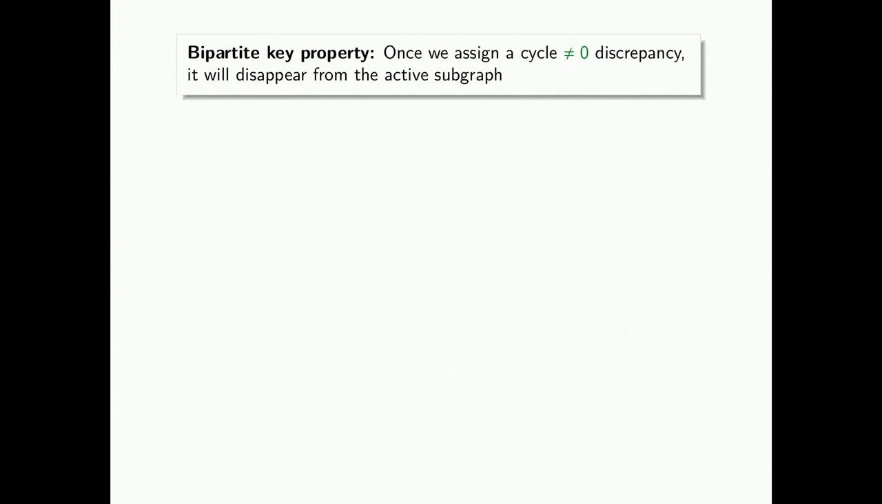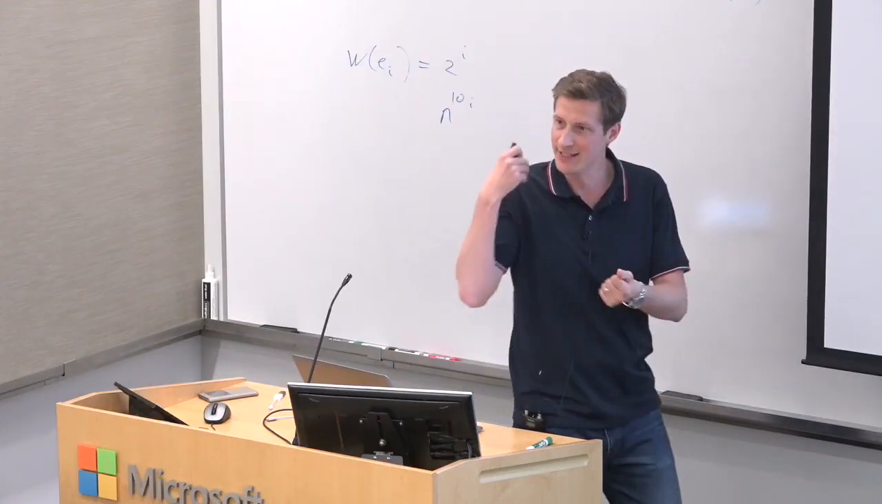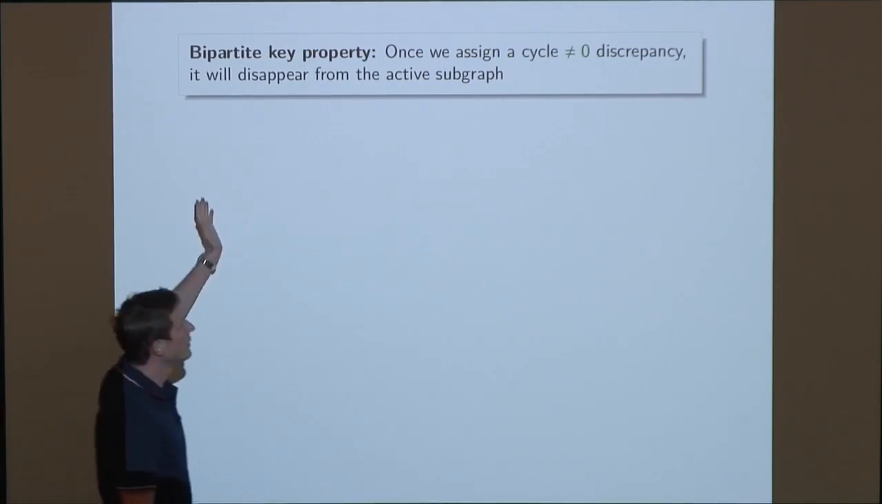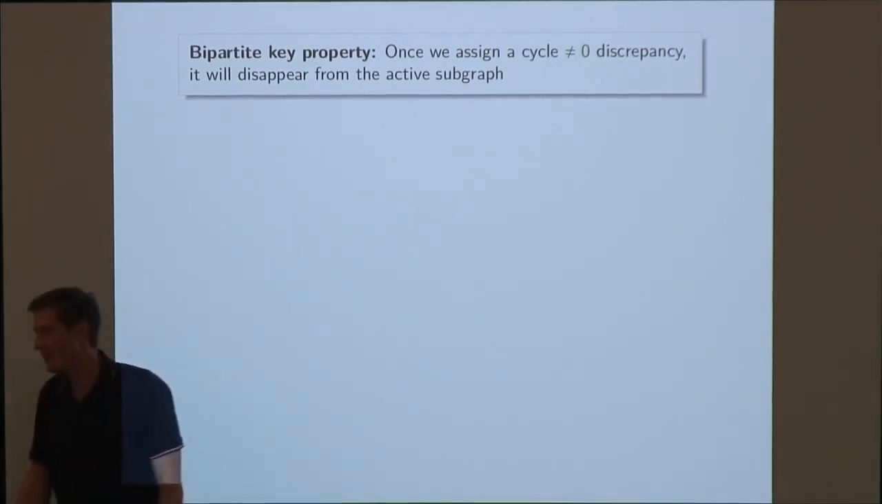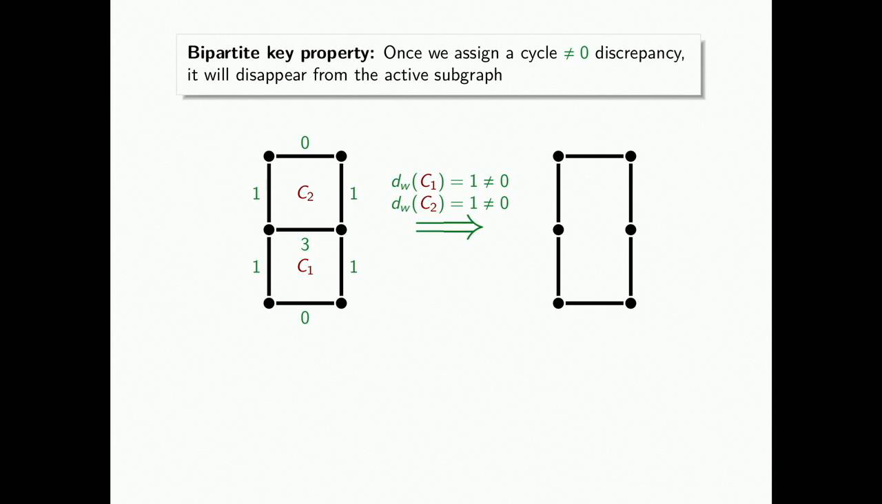And that's what happens, and this is only for bipartite graphs, as we will see. Once we assign a cycle non-zero discrepancy and minimize that weight function, the cycle will disappear from the active subgraph. So in particular, if we assign non-zero discrepancy to all the four cycles, those cycles disappear in the active subgraph.